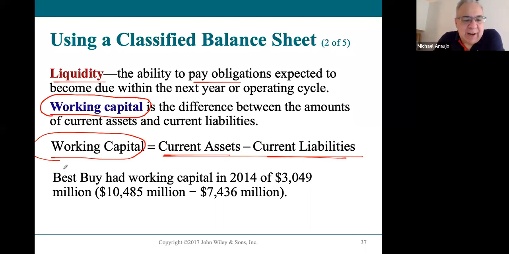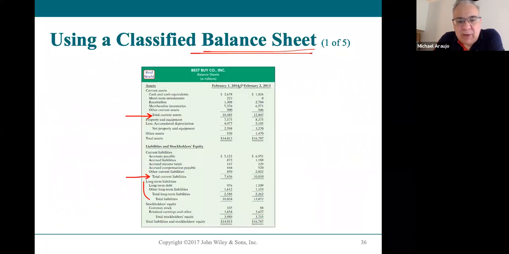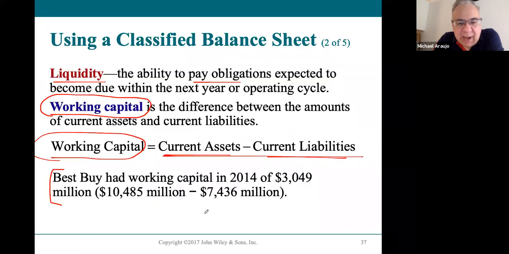Okay. So Best Buy's example here, let's go back to Best Buy for 2014. So the column that's represented here, they had current assets of 10,485. They had current liabilities of 7,436. So the difference between these two is what they call working capital. And so Best Buy had a working capital of 3,049. Now those numbers are in millions, and so even though it might look like a small amount of money, this is actually $3 billion.